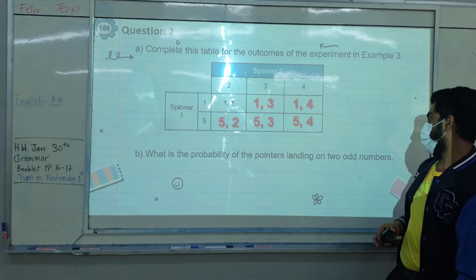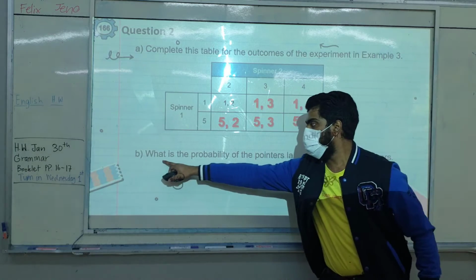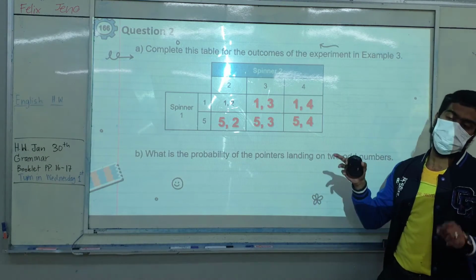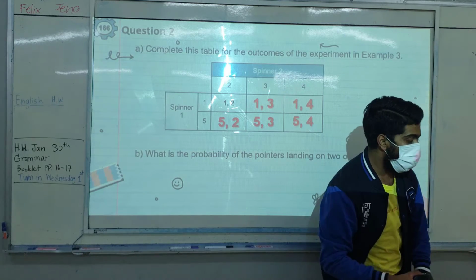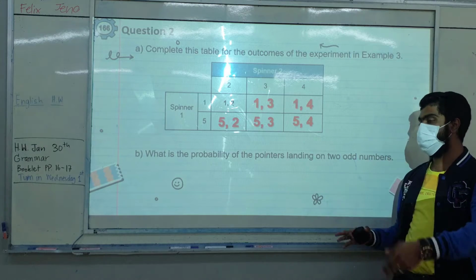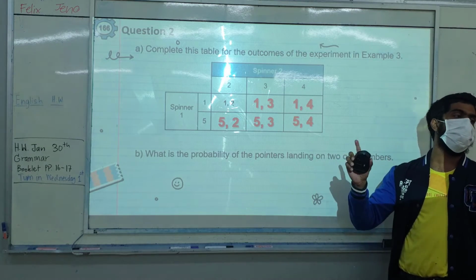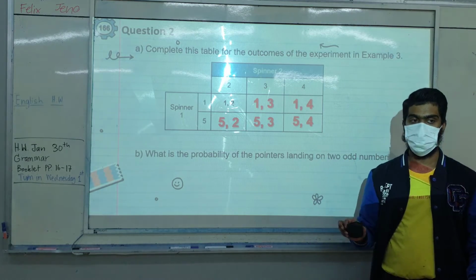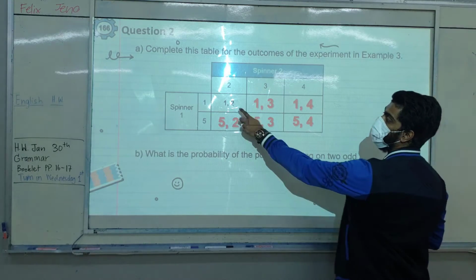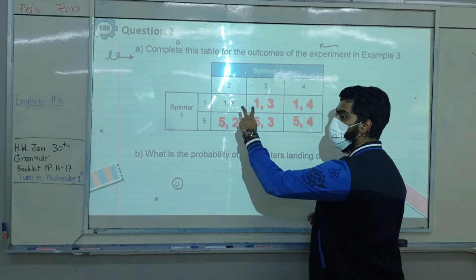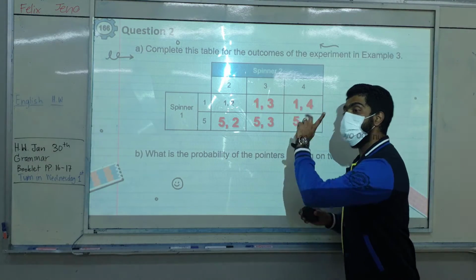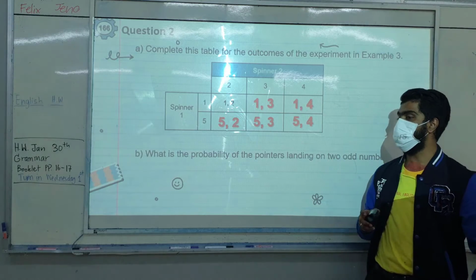Okay. Now let's get to it. What is the probability of the pointers landing on 2 odd numbers? Step number 1. What do you mean by odd numbers? 1, 3, 5, 7, carrying on. What do we call odd numbers in Thai? Leg key, alright? So they are looking for both of them being odd numbers or both of them being leg key, alright? So which ones are that?